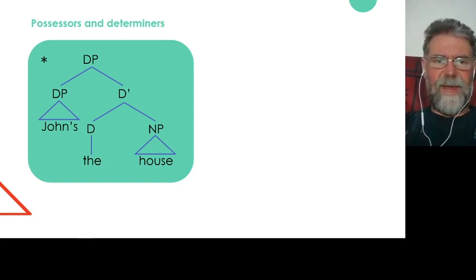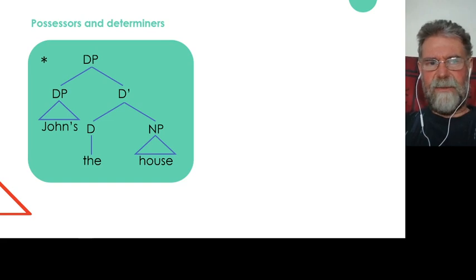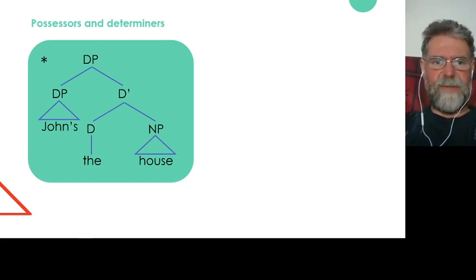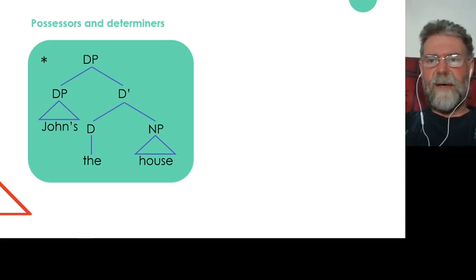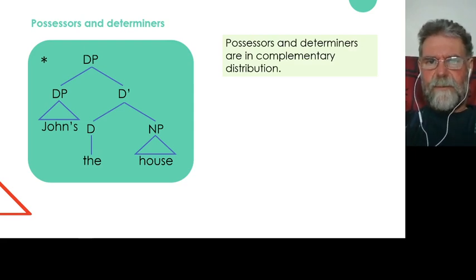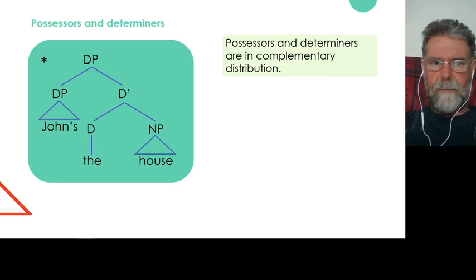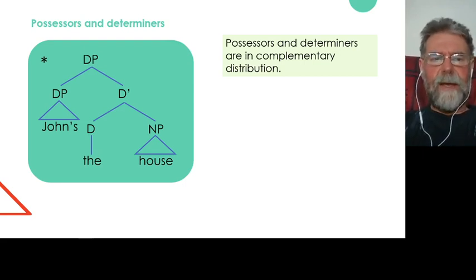So if you try to put any determiner into that position, like the here, you end up with something which is ungrammatical. So John's the house, John's a house, or John's this house. All these things just don't work. So it looks as though the possessors and determiners are in complementary distribution. When you get one, you can't get the other, and vice versa.